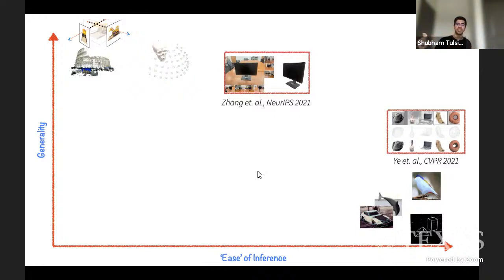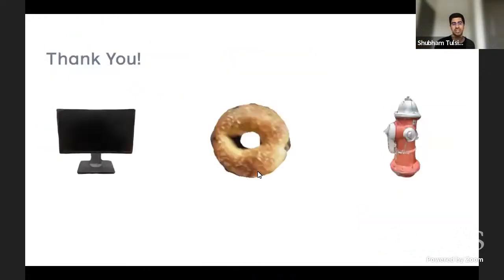And while we are unfortunately not quite there yet, today I showed two systems which either reduce the number of viewpoints and can still work on rather generic objects, or one system which pushes the boundary of how many categories single view reconstruction methods can tackle. And yeah, I'm happy to take questions.